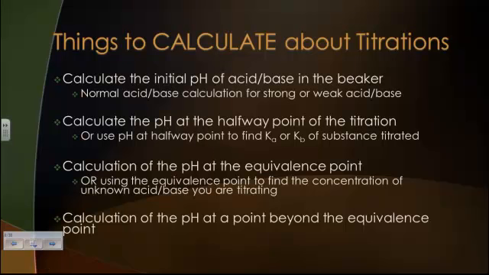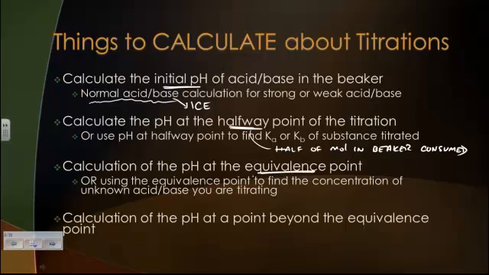And then finally, you're going to want to calculate things. There are 4 different calculations required for the AP exam. One is finding the initial pH of the thing in the beaker. That's just whatever. You have to ask yourself what's in the beaker and do the same ICE problem we've always done for the first part of the unit. You'll want to find the pH at the halfway point. Halfway means half of the moles in the beaker have been consumed.